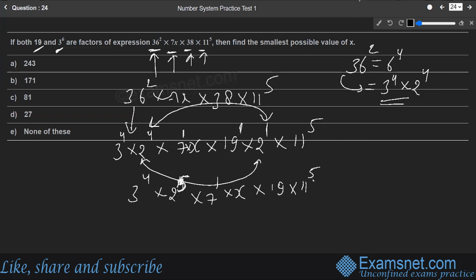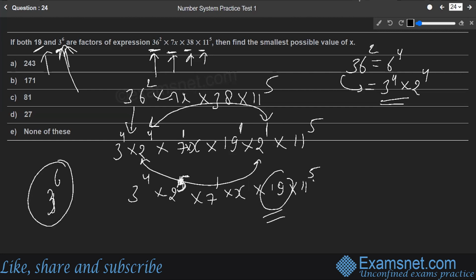Now, if you clearly see it, he says 36, 19 and 3 to the power 6 are the factors. So 19 is as it is available. So there is nothing to be added up. There is no more power of 19 to be added up. Then the next thing he said is 3 to the power 6. 3 to the power 6 is a factor.